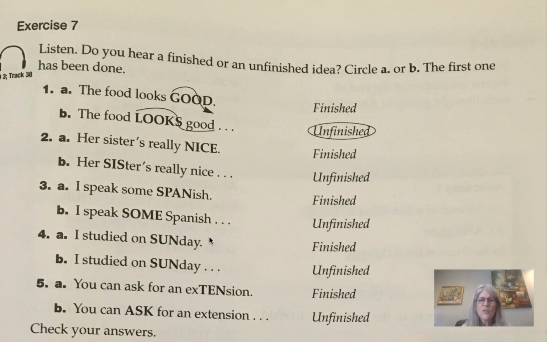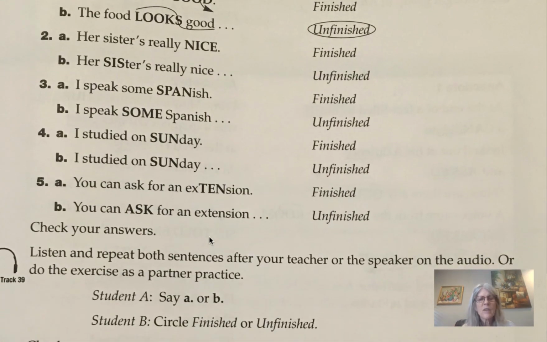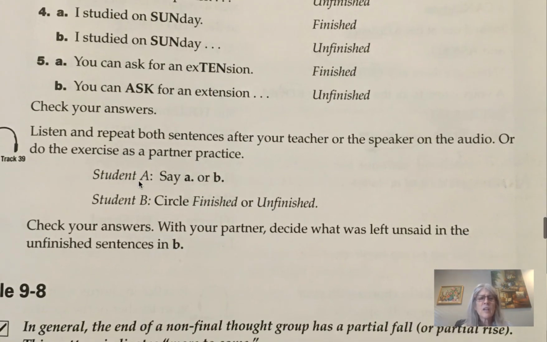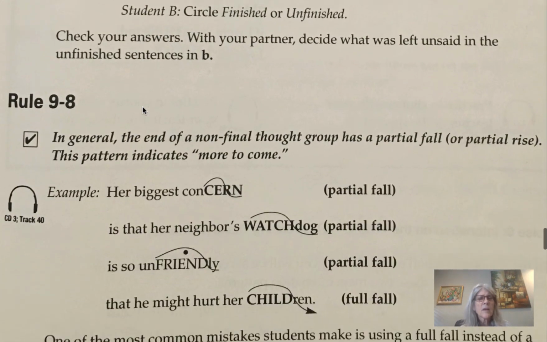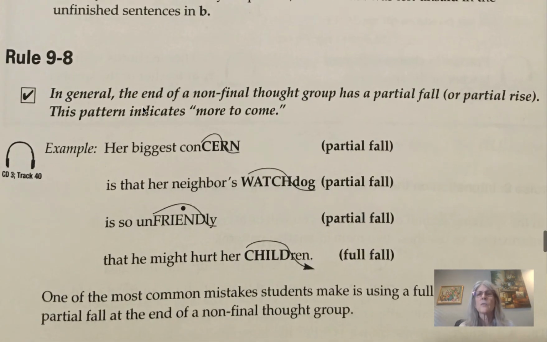So do the rest on your own. Try your hand at it. See if you can tell and practice a lot. And then play track 39 because they're going to do both. They're going to do both for you. And then you can really see that tone difference and how it changes the meaning. It's excellent. So highly recommend you do that. Okay, and finally, no, we actually have two more. We have rule 9-8 and rule 9-9. So let's continue with that.